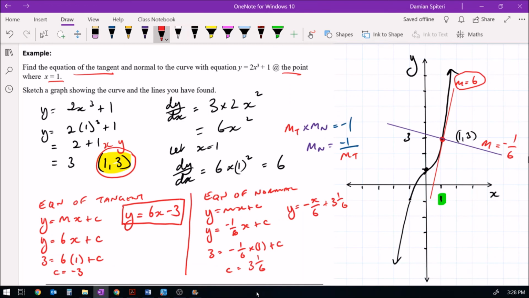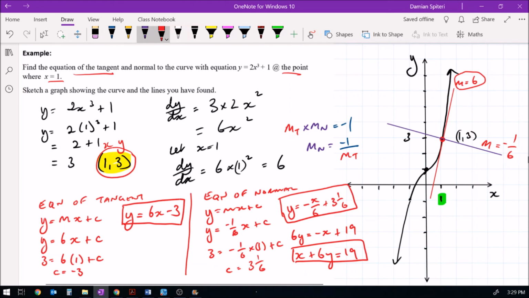Now, typically, we can represent it as y equals mx plus c if we like, or we can represent it without the fractions. So we multiply everything by 6. So that'd be 6y is equal to minus x, and the 3 and 1 on 6, well, that's 6, 12, 18, 19 on 6, which is plus 19. And then we just rearrange, so x plus 6y equals 19. That's a more elegant way to represent the answer.